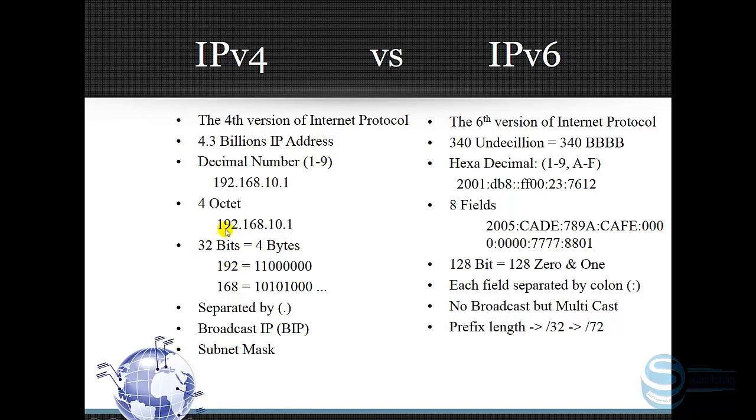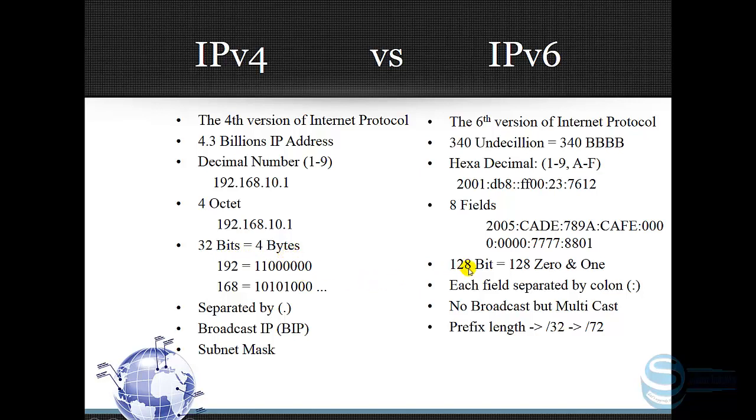What does it mean? It means that if we convert this IP address into binary, it will be 32 zeros and ones. For example, if we convert 192 to binary, it will be 11000000, 8 zeros and ones here, and 8 zeros and ones for this one, and the same case, 8 zeros and ones will be for 10, and 8 zeros and ones will be for 1. Overall it will be 32 zeros and ones, which equals 32 bits or 4 bytes.